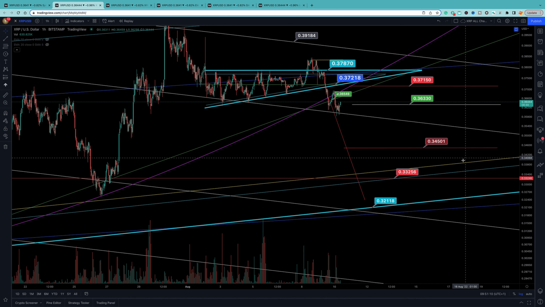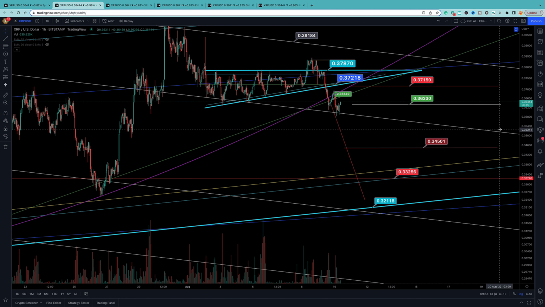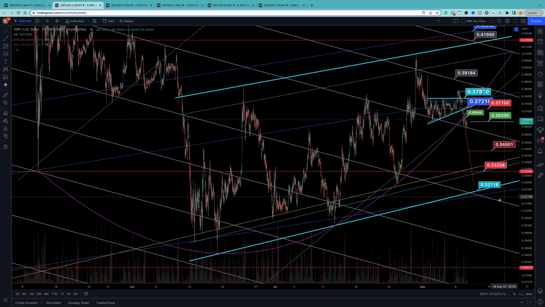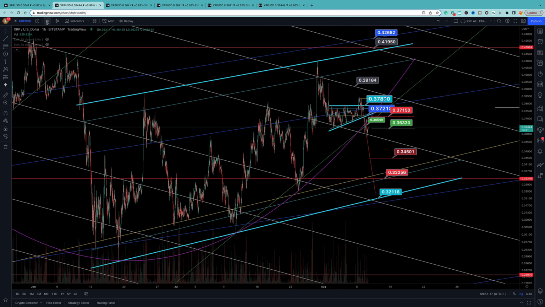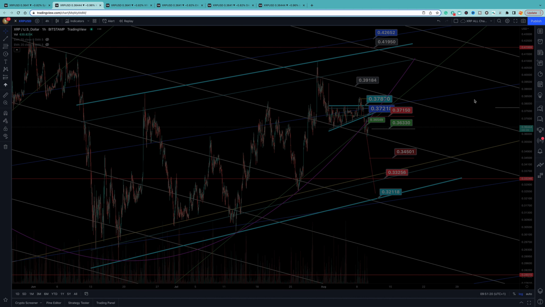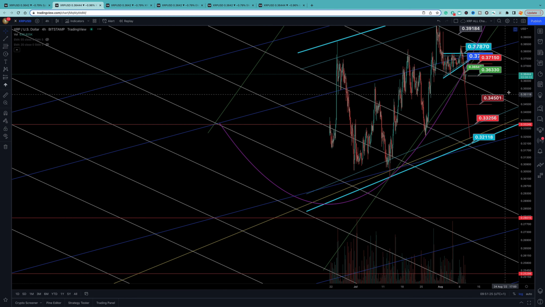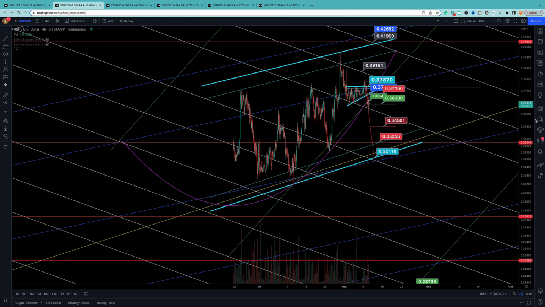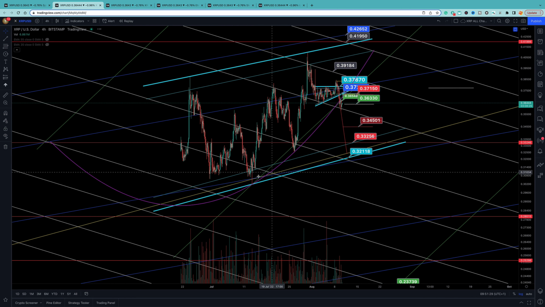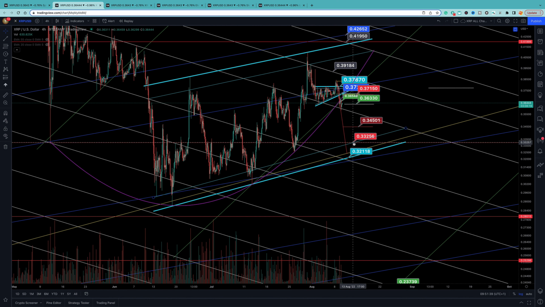32.3. Now that also makes a lot of sense to me, because when you zoom out, and I'll put this on the 4 hour so it makes it clearer. There we go. As you can see, it would bring it down to these support lines here, basically touching off this channel again. So that would make sense. Potentially this red line at 33.25.